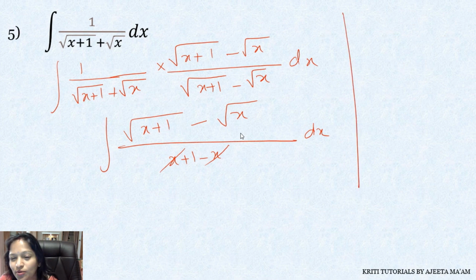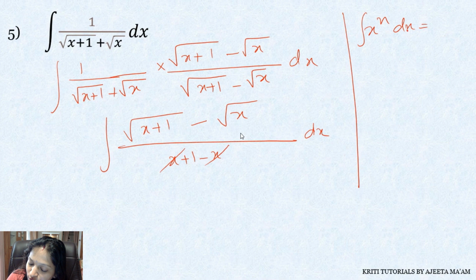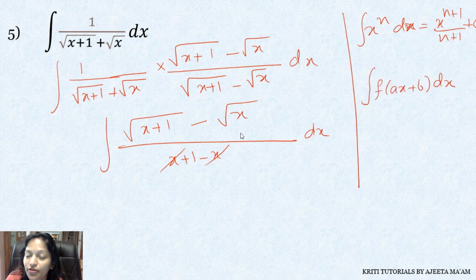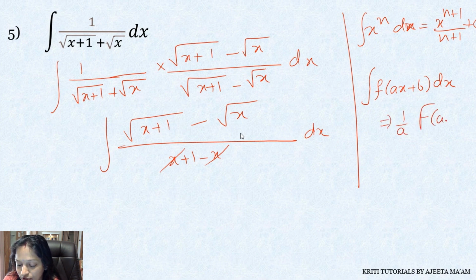The property is very simple because a is 1. So if I use the power rule, x raised to n, what is the integral? x raised to n plus 1 upon n plus 1 plus c. And if I use that property, again I am writing it: integral of f of ax plus b is 1 upon a and the integral of the function. Right? Now let's use both these.